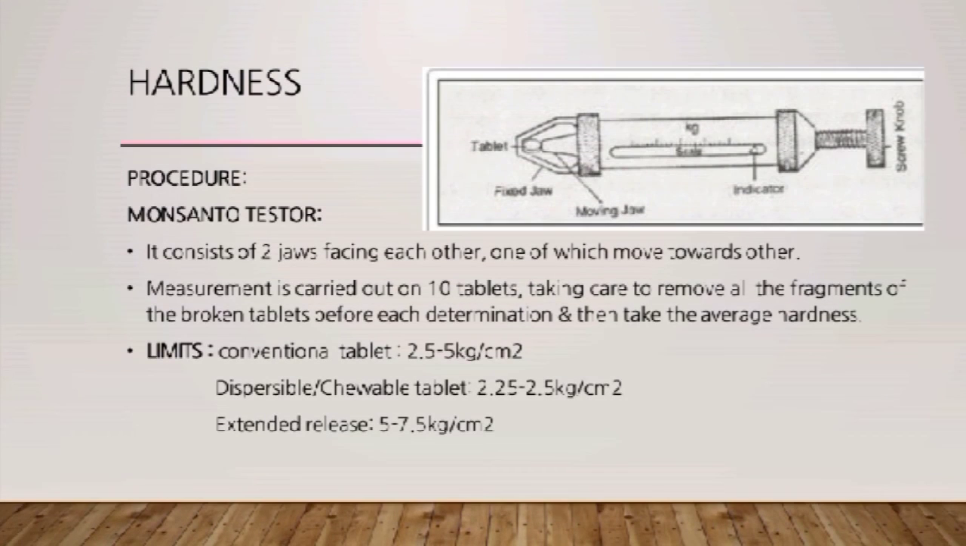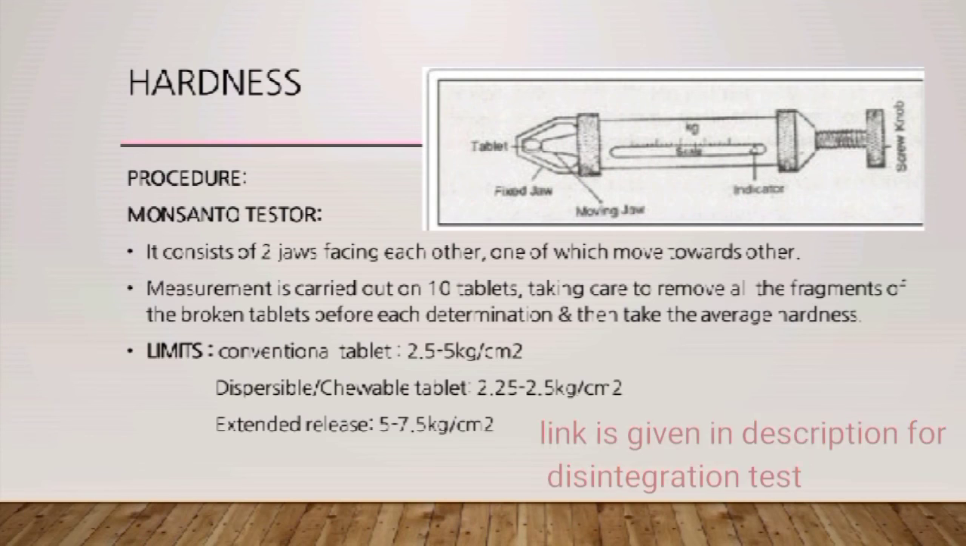Procedure for the Monsanto tester. It consists of 2 jaws facing each other, one of which moves towards the other. Measurement is carried out on 10 tablets, taking care to remove all the fragments of the broken tablet before each determination, and then take the average hardness. The limit for hardness for conventional tablets is 2.5 to 5 kg per centimeter square. For dispersible or chewable tablets it is 2.25 to 2.5 kg per centimeter square, and for extended release it is 5 to 7.5 kg per centimeter square.